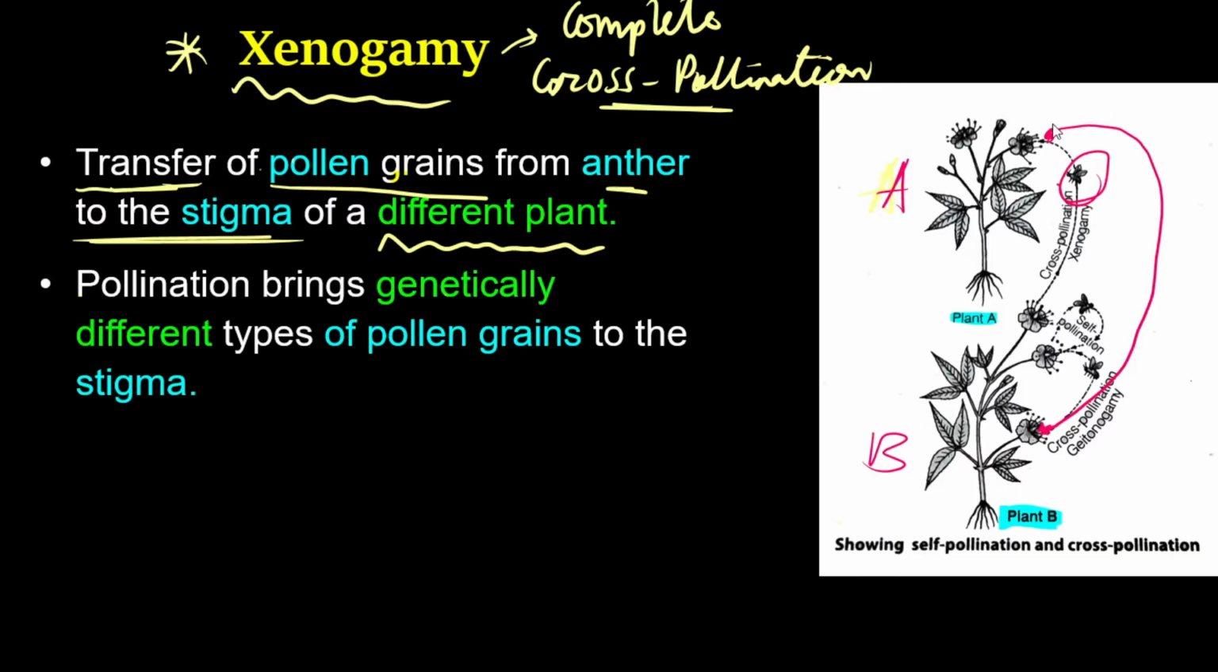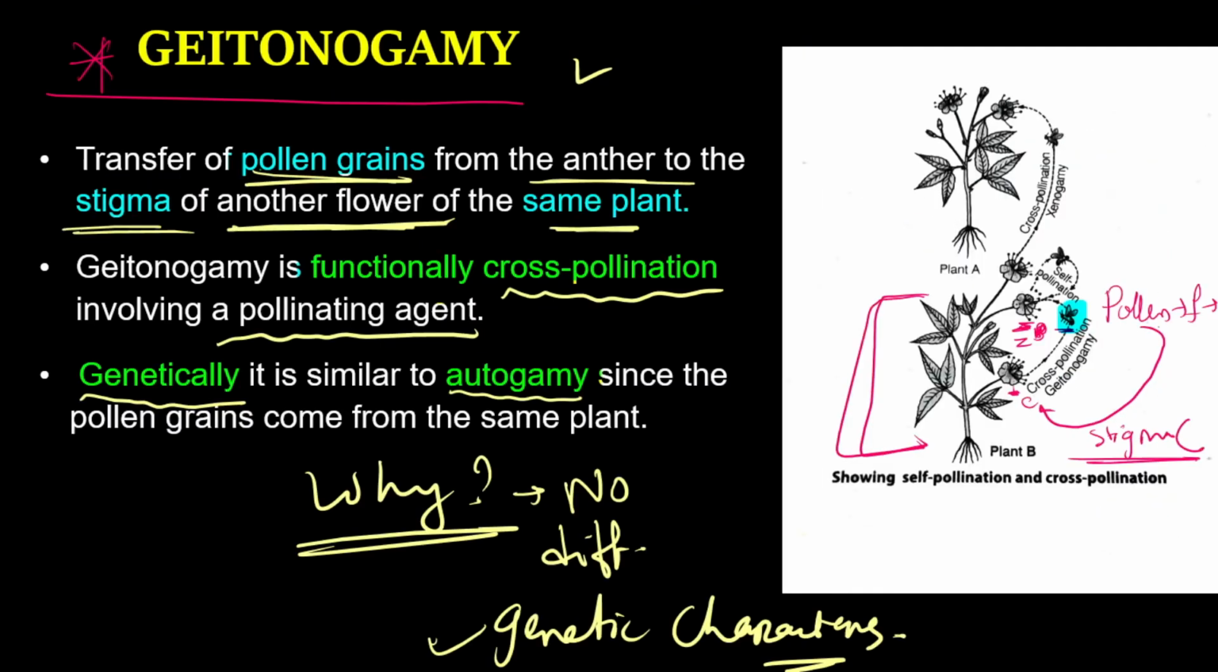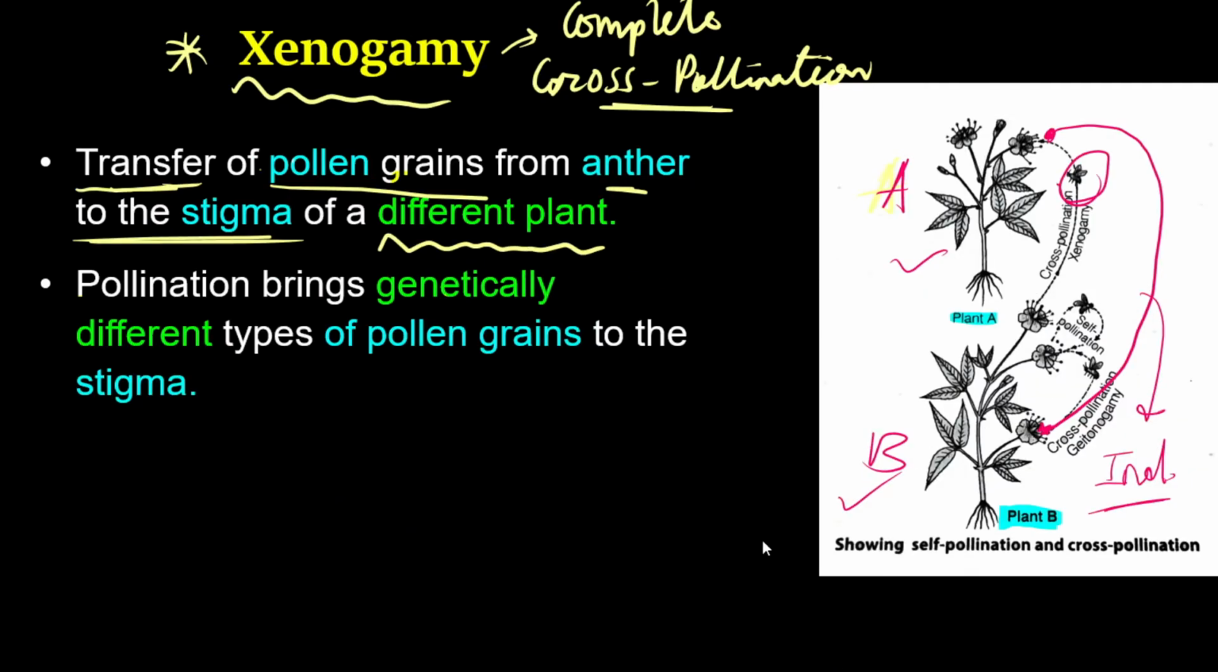That is the reason why it is called xenogamy, and genetically different characters are present in plant A and plant B. So a genetically different individual will form after fertilization, but not in the case of zetonogamy. In zetonogamy we cannot observe any genetic variation, but in xenogamy, two genetically different plants we are using.